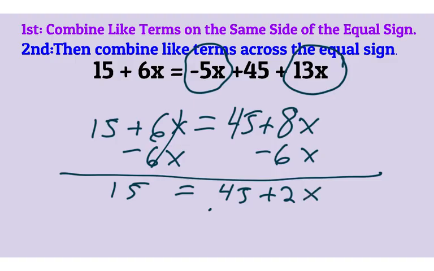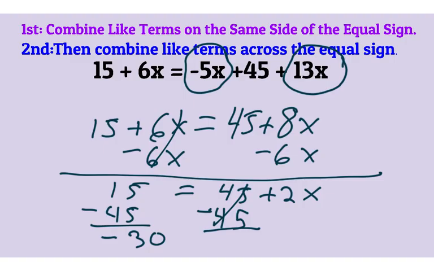My next step, I'll bring the 45 over to the 15 by doing the opposite operation. Since it's positive, I'll make it negative. If I do something to one side, I'll do it to the other. That gets rid of the 45s. 15 minus 45 is a negative 30. And I'm left with negative 30 equals 2x. My last step is to divide 2 on both sides to get x by itself. And I'm left with x equals negative 30 divided by 2, which equals negative 15.